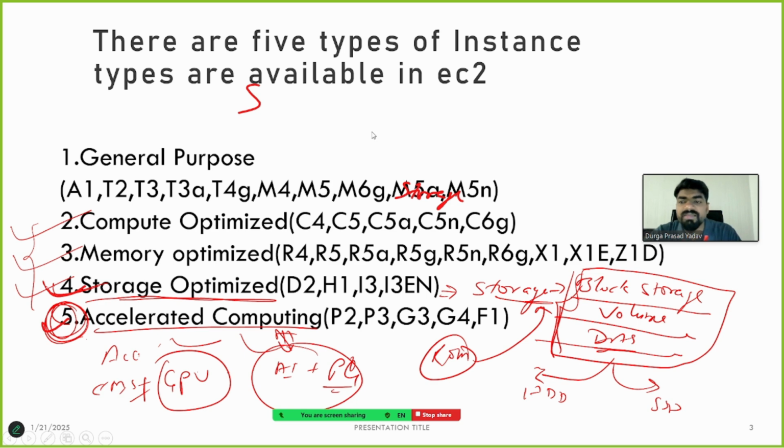So these all are the types of instances. We have 5 types, and I have discussed them. If you need to remember, I have given you the name GMASC: G for general purpose, M for memory optimized, A for accelerated computing, S for storage optimized, C for compute optimized, right?